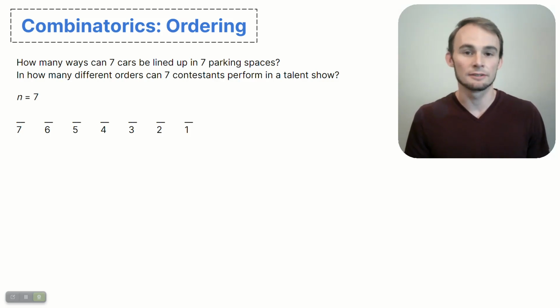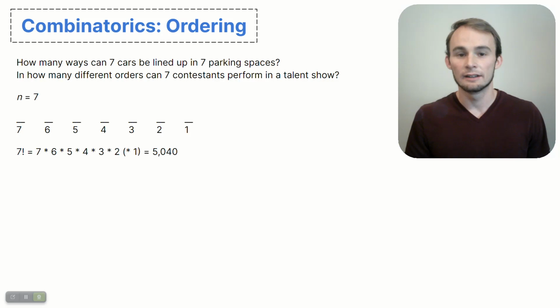Factorial means to take the number and multiply it by every integer on down to 1, inclusive of 1. And so to solve these questions, we would just need to evaluate 7 factorial, or multiply 7 times 6 times 5 times 4 times 3 times 2 times 1, getting us all the way to 5,040.